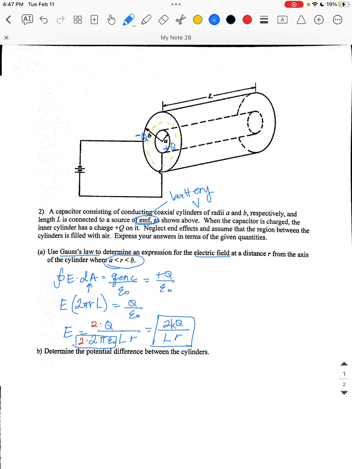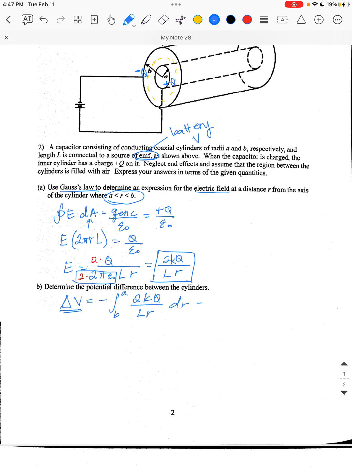The next thing we're going to do is use that electric field to find the potential difference between the cylinders. What's nice is that we don't actually have to find the potential at A or at B. We can just solve for the difference between the two, which is the negative integral from B to A, because we always go outside in, of our electric field in that region, which is 2KQ over L R dr. I've got a lot of constants here that I can pull out, so I'm going to pull out the 2KQ over L, and now I'm going to integrate from B to A of 1 over R dr.